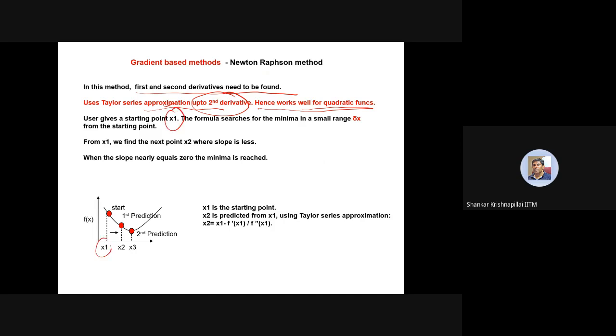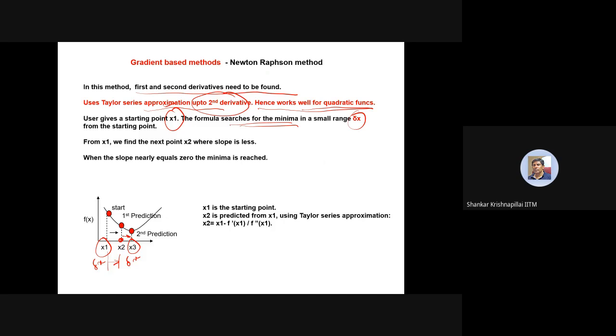So this is starting point x1. The formula searches for the minima in a small range delta x from the starting point. This is the small range delta x from the starting point. And then it reaches x2. Okay. Then from x2 you repeat the search for another small range delta x and you reach x3.